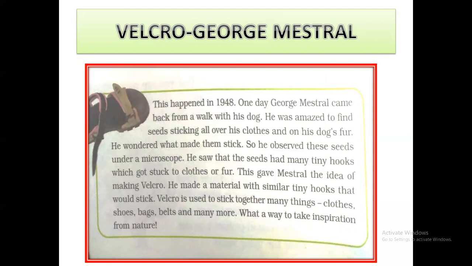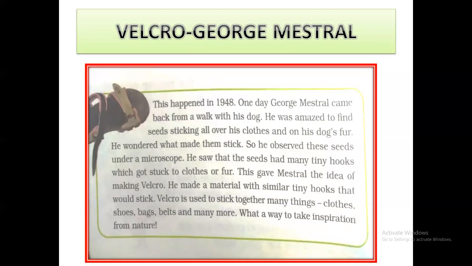Now there is Velcro, and who found the Velcro is George de Mestral. In 1948, long, long back, he went for a walk and he wondered that something is sticking all over his clothes and on his dog's fur. And he wondered what made them stick. So he observed these seeds under a microscope. He saw that the seeds had many tiny hooks which got stuck to clothes or fur. This gave Mestral the idea of making Velcro.